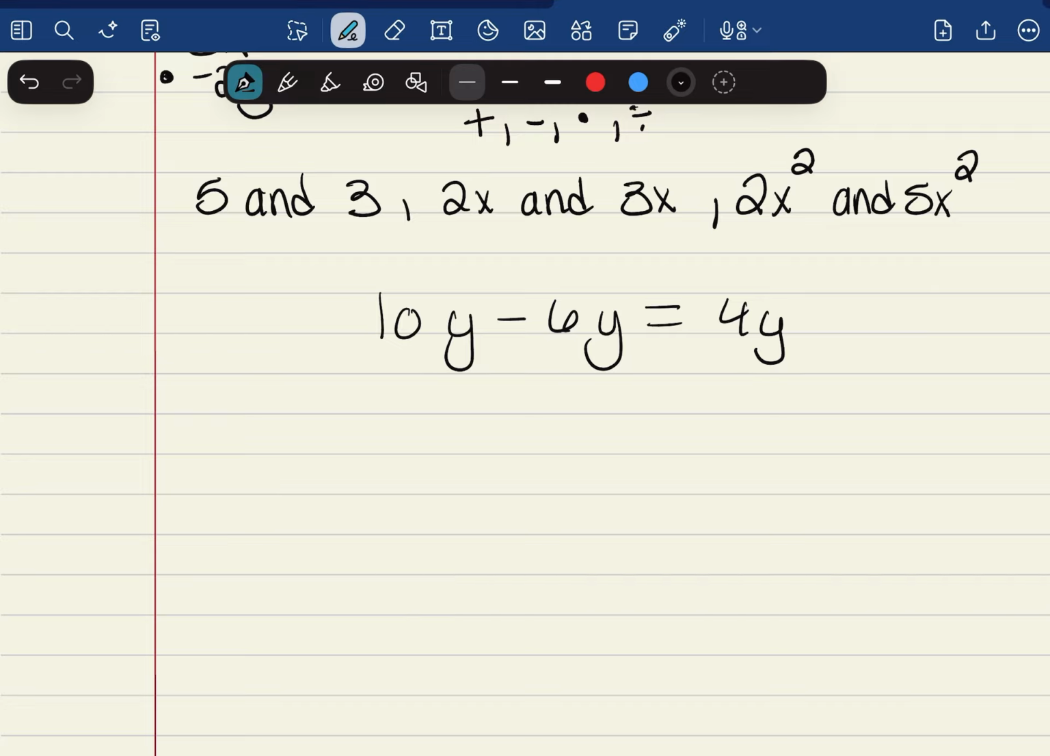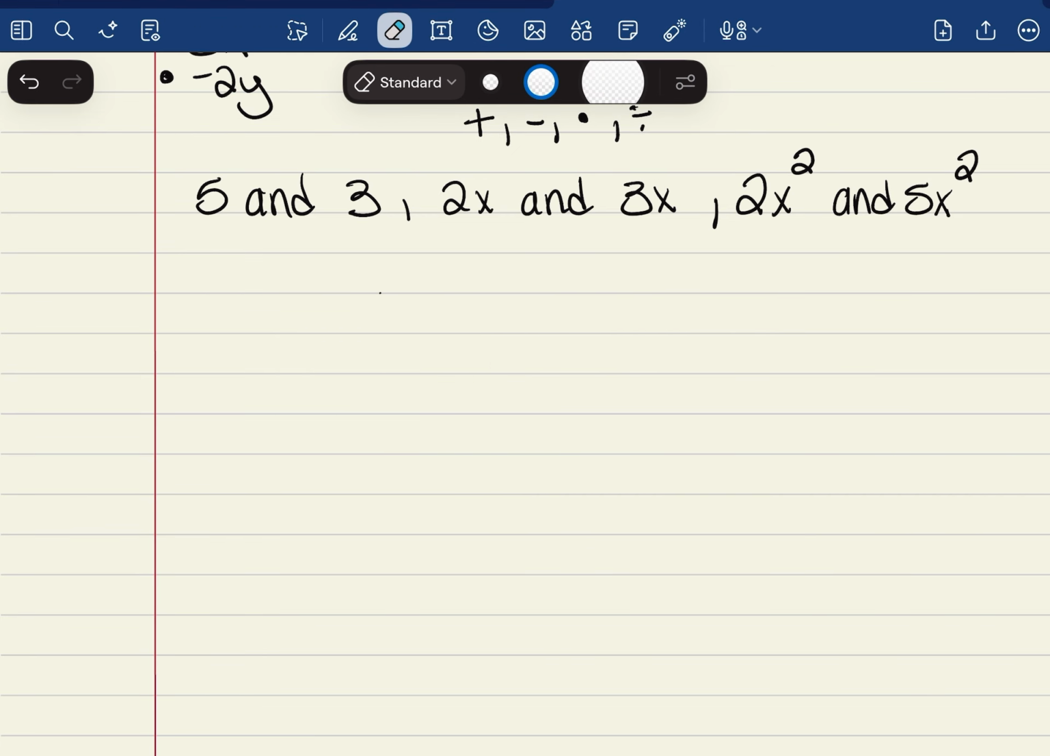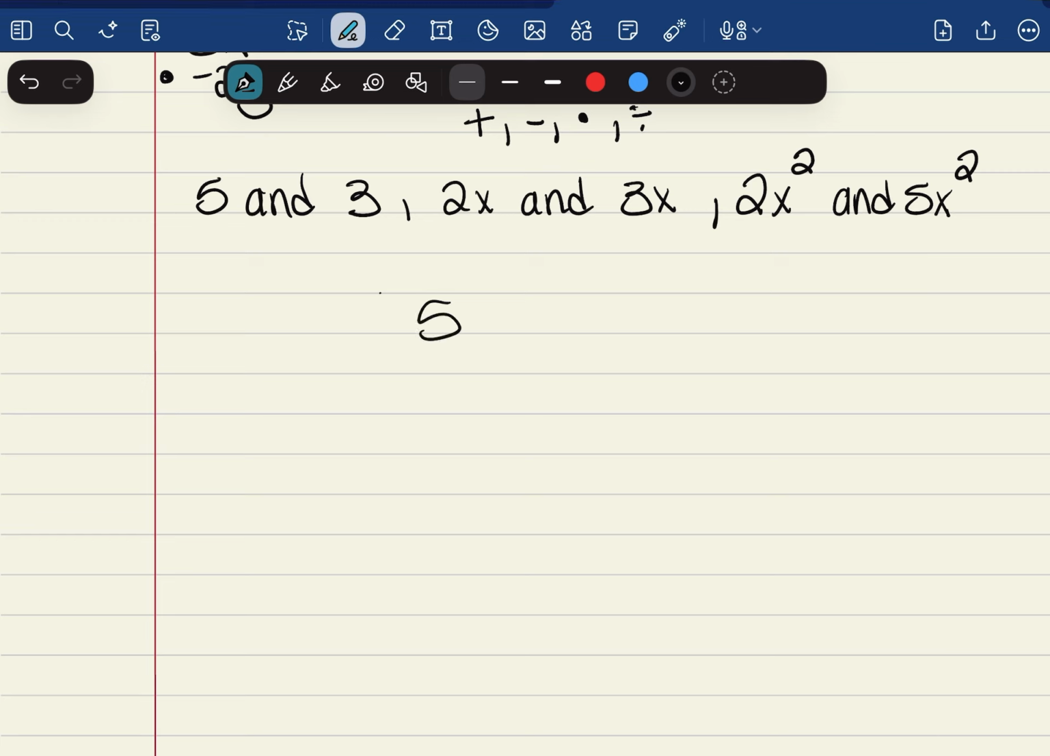Now, I am going to do an example of just a regular one, a regular one without a variable, which is just basic addition or subtraction, as in 5 plus 3. You ask yourself, are these like terms? Yes, they are. So I'm just going to add them up.